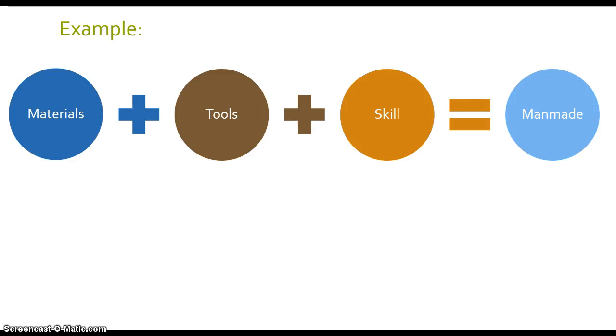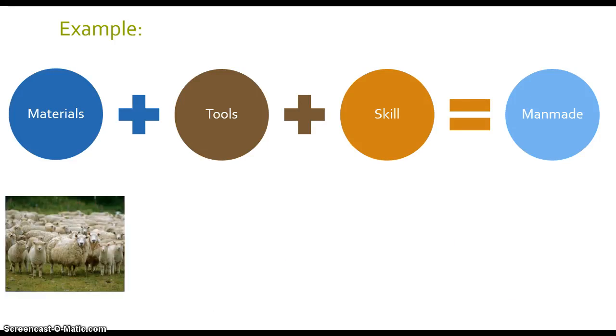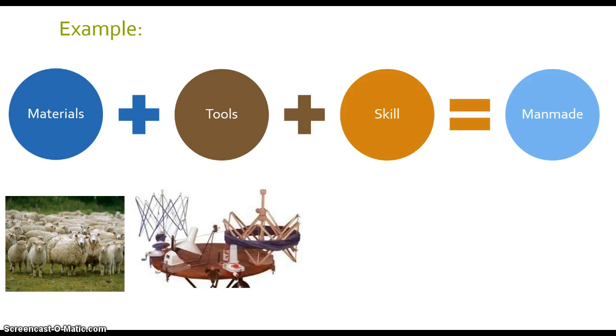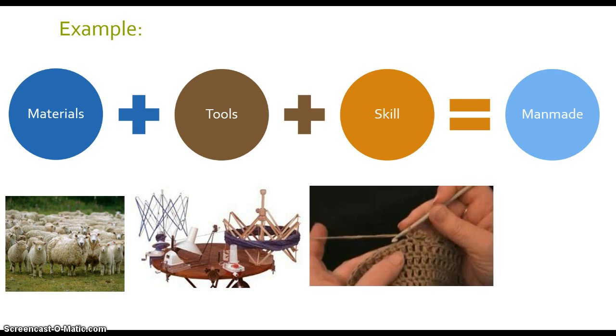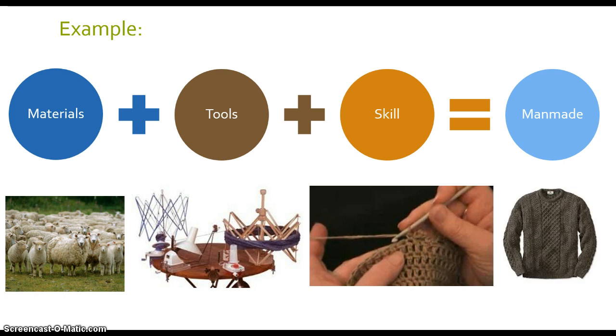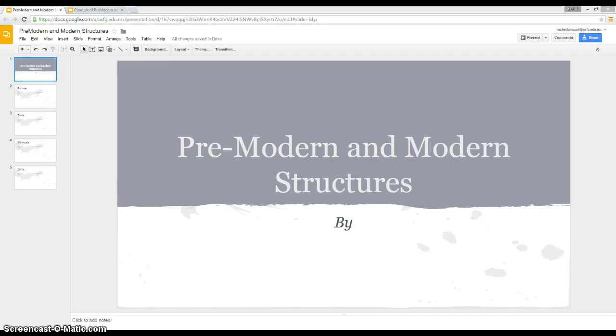Another one is wool. Some of the materials I will need will be sheep, and the wool we get from sheep. The tools in order to turn the wool into string and thread in order to use to put it together. The skill is sewing, so someone needs to know how to run a machine that sews. And then the final man-made product is a sweater.